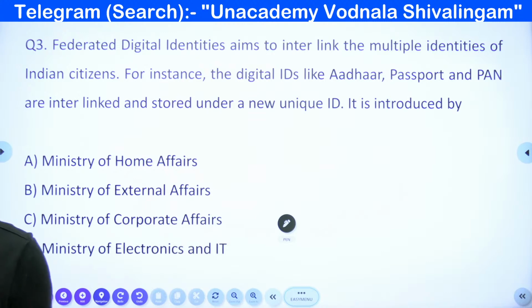Federated digital identities aim to interlink the multiple identities of Indian citizens. For instance, digital IDs like Aadhaar, passport and PAN are interlinked and stored under a new unique ID. It is introduced by which department and what is that unique ID?